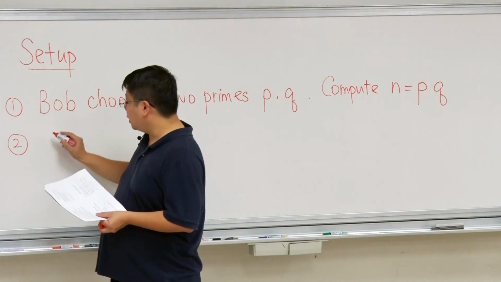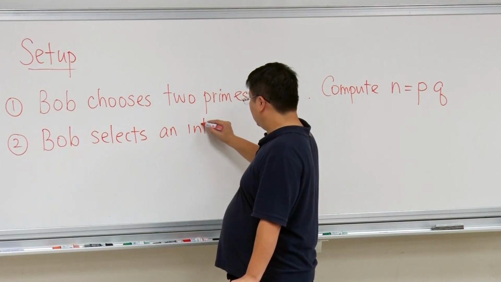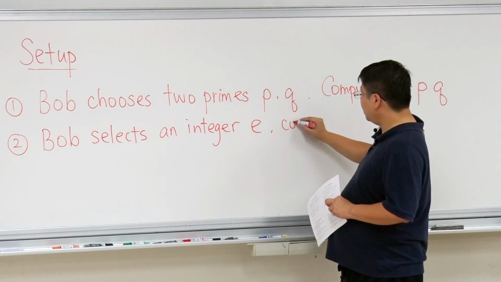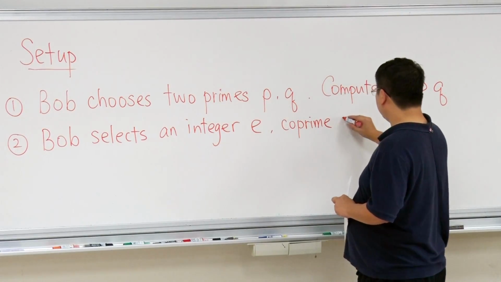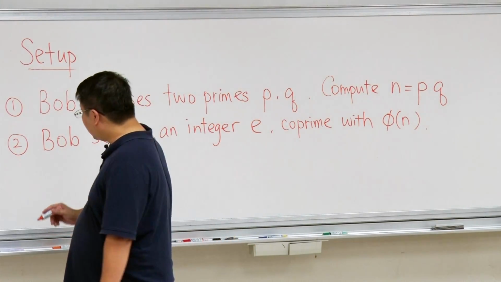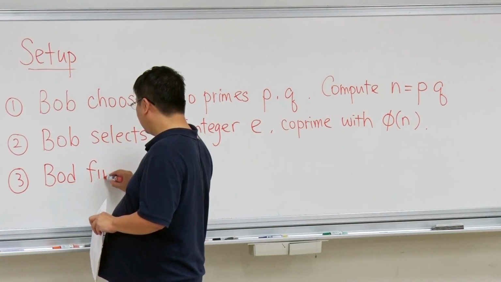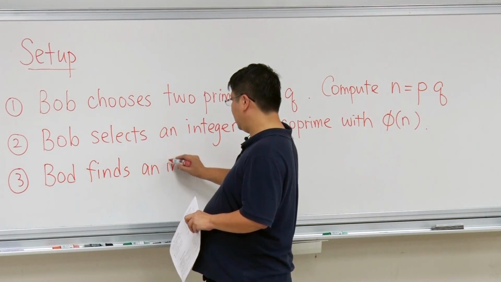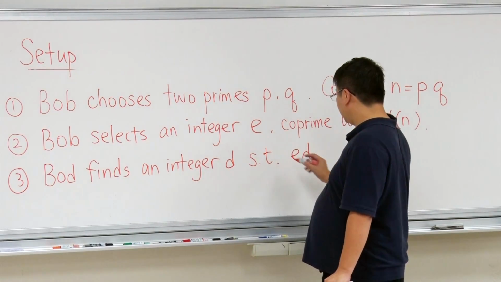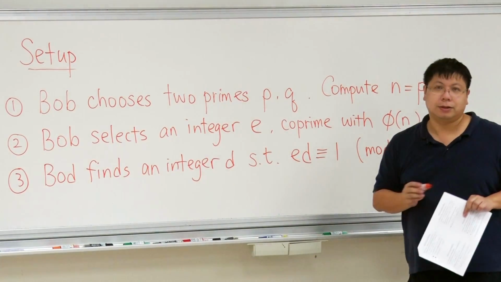The next one is Bob selects an integer E, and this E needs to be co-prime with phi of n. So he chooses such a number. And then the third part is Bob finds an integer D such that E is the inverse of D, or D is the inverse of E, modulo phi of n. Okay, so that's it. So this is the setup.